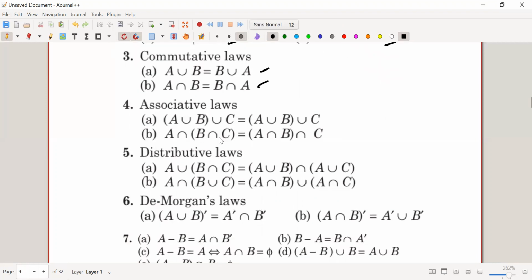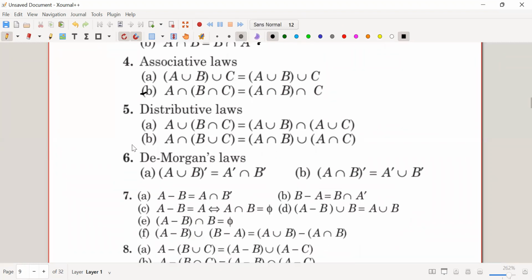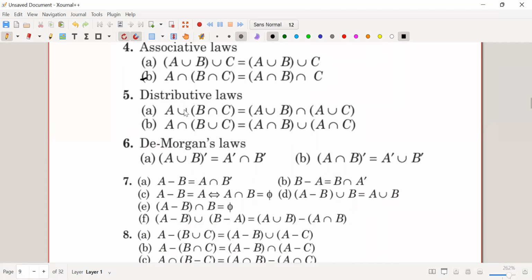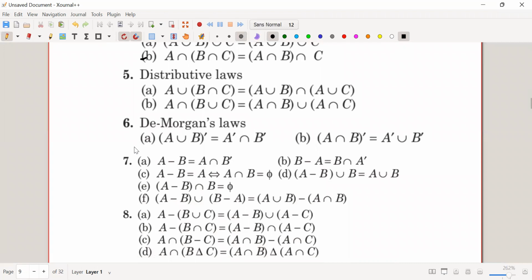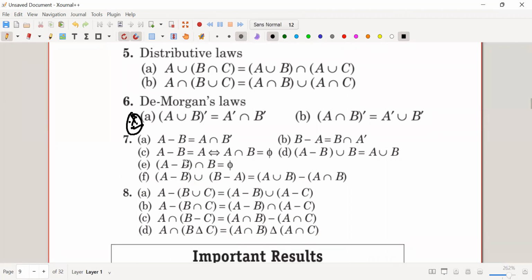A union B union C. All right. Then distributive laws, A union B intersection A union C. It's just like the distributive property of multiplication. But these De Morgan's laws are really important. A union B whole dash is equal to A dash intersection B dash, and A intersection B whole dash would be A dash union B dash.